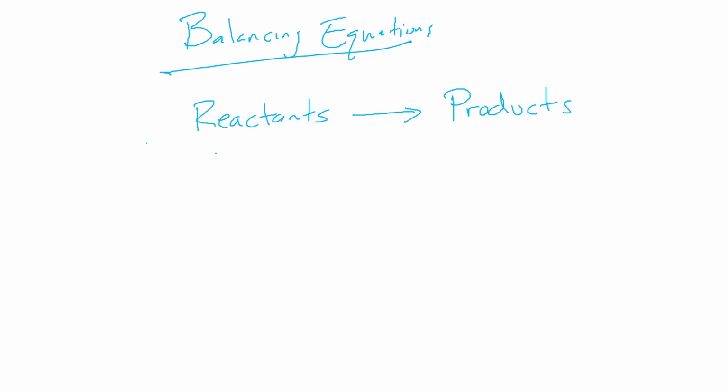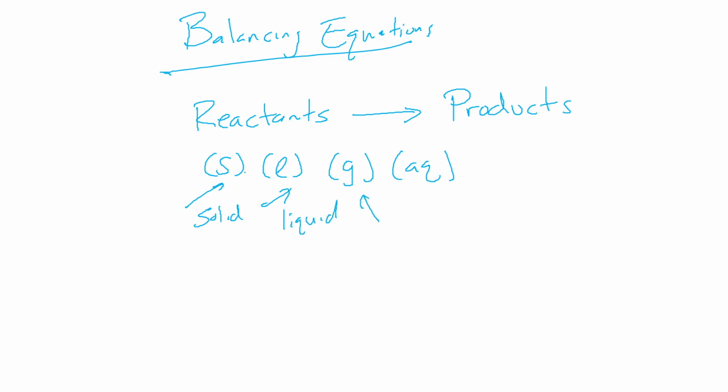We also will sometimes see S, L, G, and AQ written next to formulas. This means solid, liquid, gas, and of course, aqueous. Aqueous is really a solution, and sometimes people wonder if they're both in the liquid form or if they're the same. The answer is there's actually a difference between liquid and aqueous. We're going to give you a quick example.